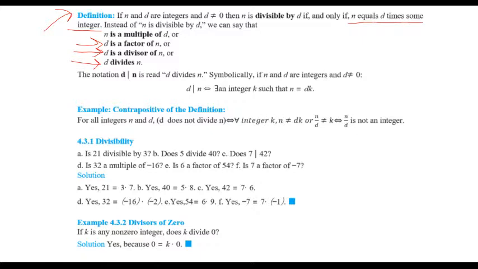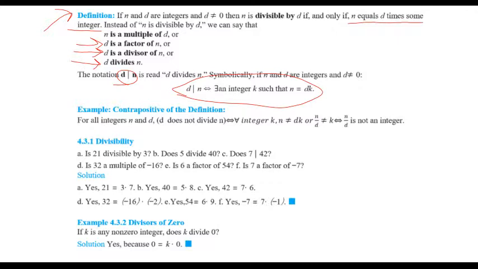And here is the formal notation. We write d divides n. So symbolically, if n and d are integers and d is non-zero, then we can say d divides n if and only if there is some integer k such that n is equal to d times k. That's the formal definition of n is divisible by d.